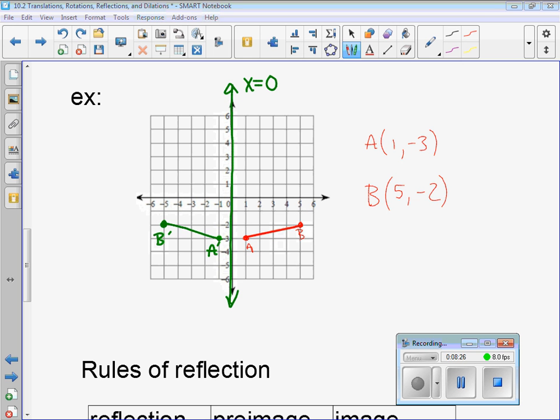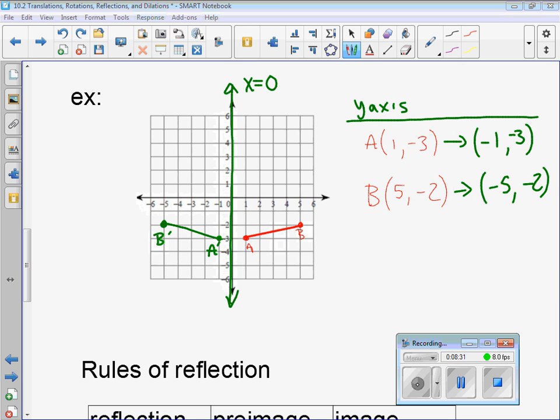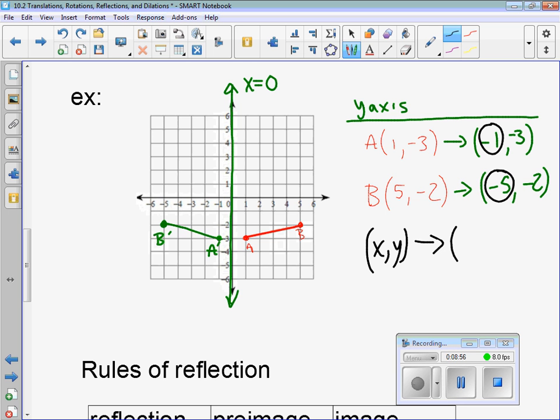Okay, that's easy enough. Now let's take a look at the points, the coordinates, okay? This A over to the right and this B over to the right. Now if you take a look at this, when we reflect across the y-axis, the red coordinates, 1, negative 3, becomes negative 1, negative 3. In other words, what I really want to point out is when we reflect across the y-axis, the x changes sign. Okay? So the rule for this is this. If I have some point x, y, it maps to a point opposite of whatever x is. If it's negative, it becomes positive. If it's positive, it becomes negative. But the y stays the same.